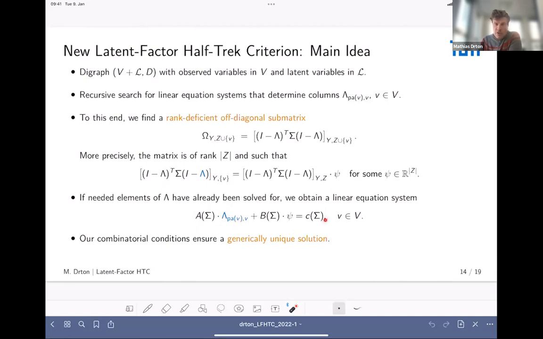And I get a bigger linear equation system where in some ways I have to compensate for the fact that I'm using rank by the fact that there are other variables that I'm not really interested in. They just compensate for the effects of the latent variable in this linear equation system, which is now bigger than just involving the variables that I want to solve for. But nevertheless, we can find such matrices that give us these equations in an algorithmic way. And we can give combinatorial conditions that ensure that this bigger system still has a unique solution.